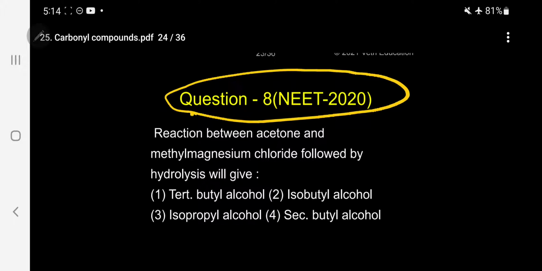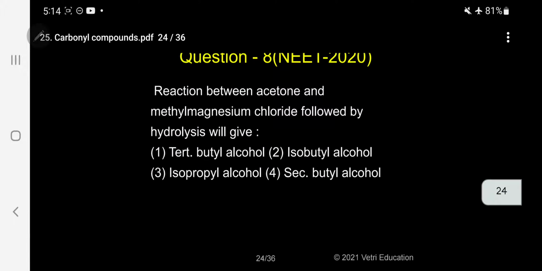This question was asked in NEET 2020. A reaction between acetone and methyl magnesium chloride followed by hydrolysis gives: A. Tertiary butyl alcohol, B. Isobutyl alcohol, C. Isopropyl alcohol, D. Secondary butyl alcohol.